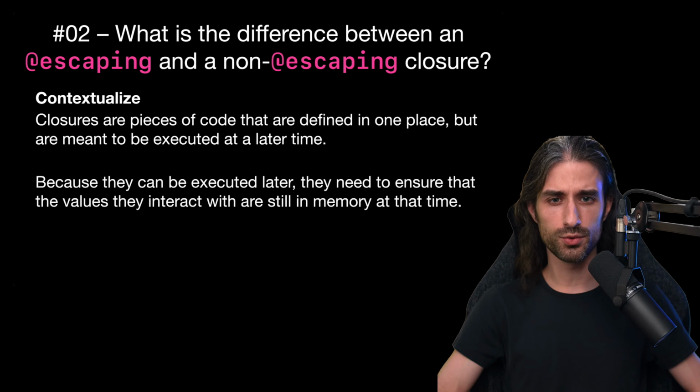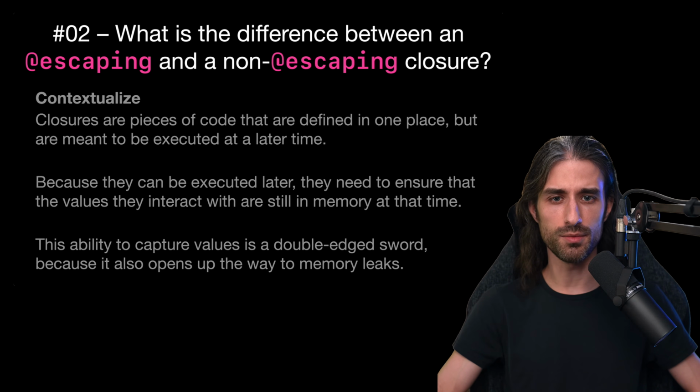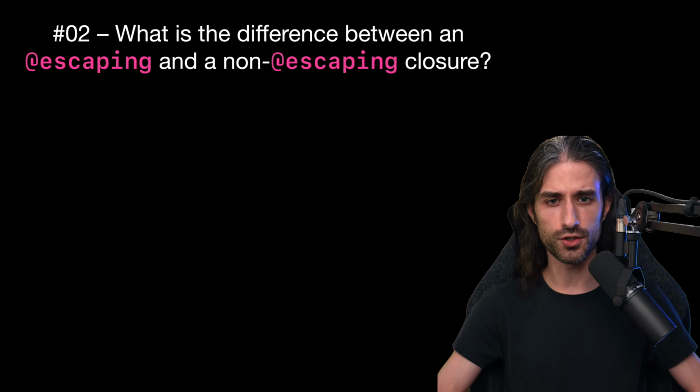And then we move on to the fact that because they will be executed later, closures need to make sure that the values they interact with will still be in memory by the time they are executed. And as we know, this ability of closures to capture strong references is a double-edged sword because it also opens up the way to memory leaks through retain cycles. I think that's good enough for the contextualization. Now we can move on to delivering the actual answer.